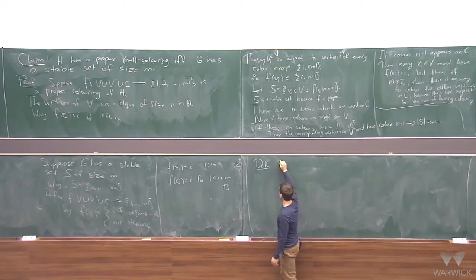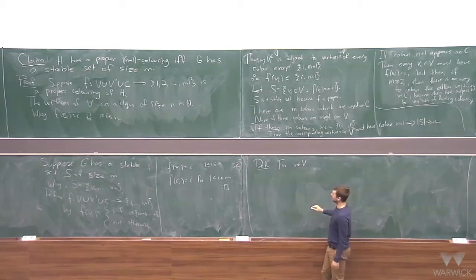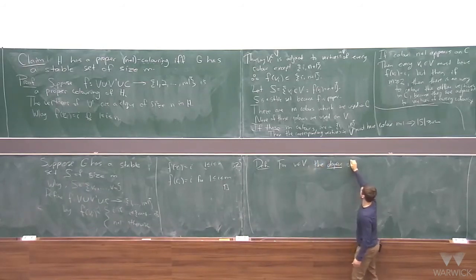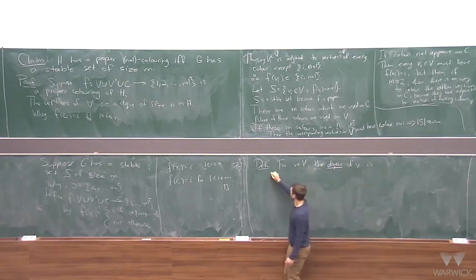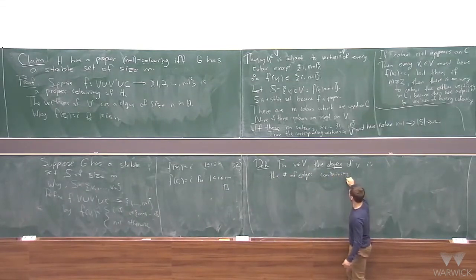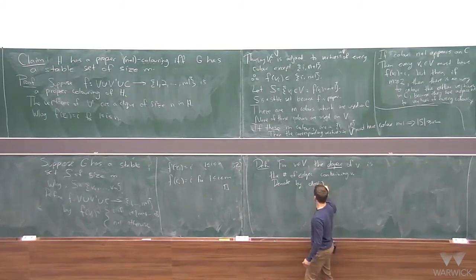Let me give you a couple of definitions first. I think I've probably defined this before at some point, but let me just recall it in case I forgot. For a vertex, the degree of V is the number of edges containing V, and we denote this by deg of V.